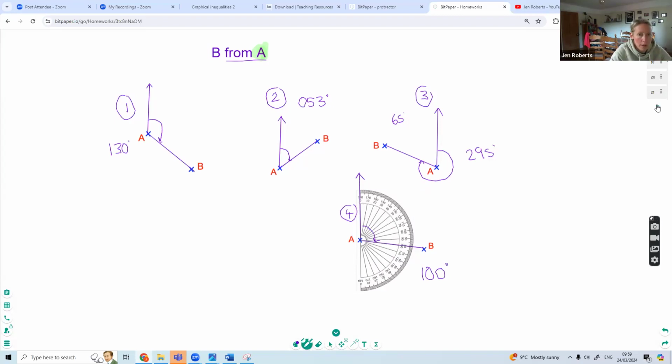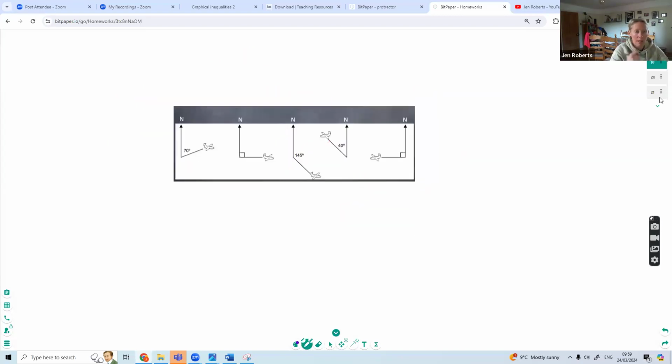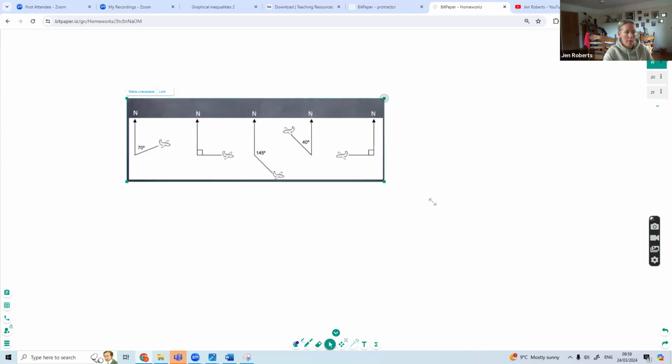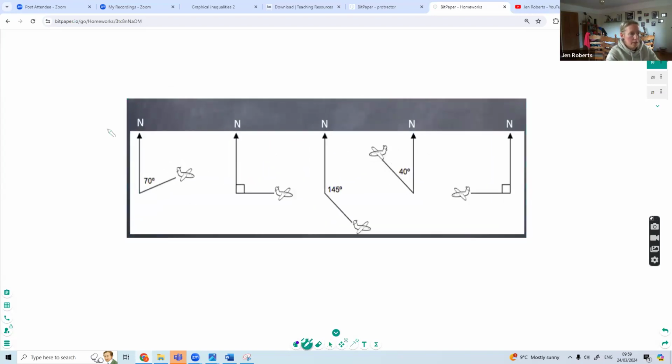Okay, so those were measuring bearings. We can look at calculating bearings now. So with calculating bearings, they're generally not drawn to scale, so you have to work it out from the information you're given in your diagram. So for this first one, what's the bearing this plane is traveling on?